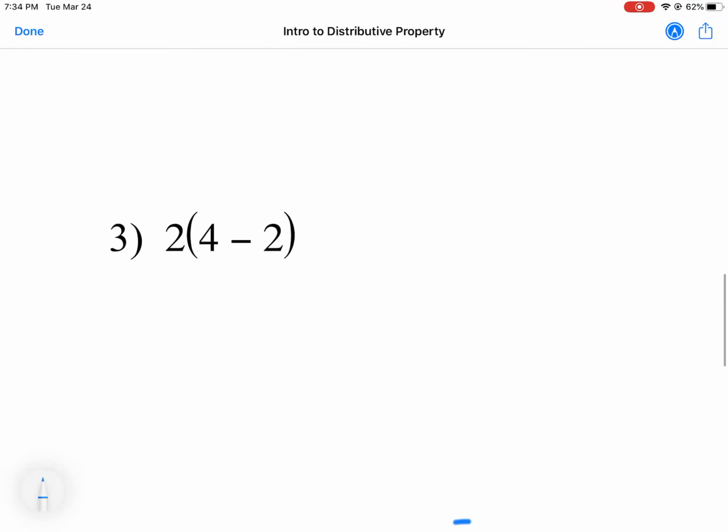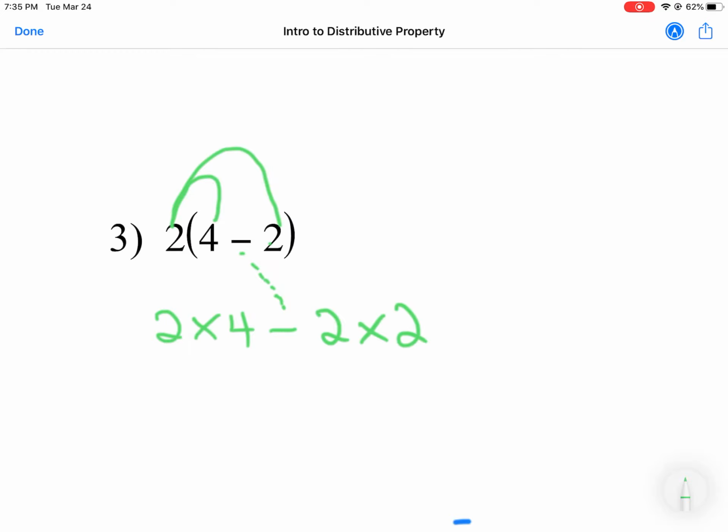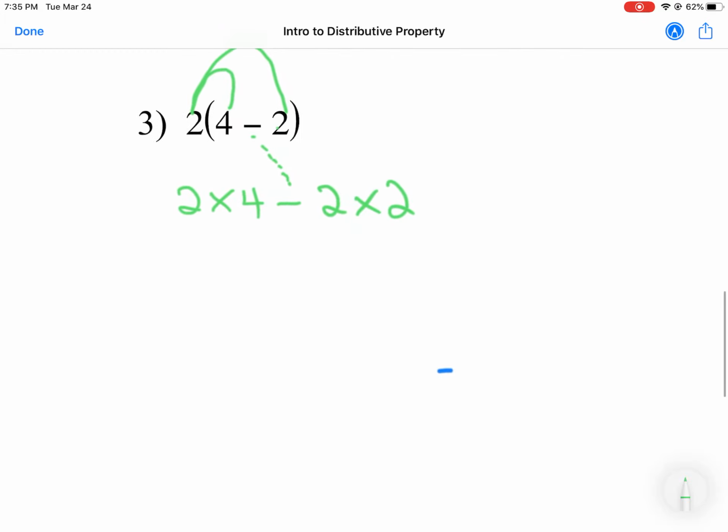Alrighty, so number 3. Let's take our 2 and we're going to distribute him to each term. Use a different color. Let's mix it up. 2 times 4, and then bring our 2 all the way over to our 2 over here. But in this case, now we have a minus sign, so let's see what happens here. So we have 2 times 4, because when we distribute, we are multiplying, minus 2 times 2. So let's see what we got here. 2 times 4 minus 2 times 2.